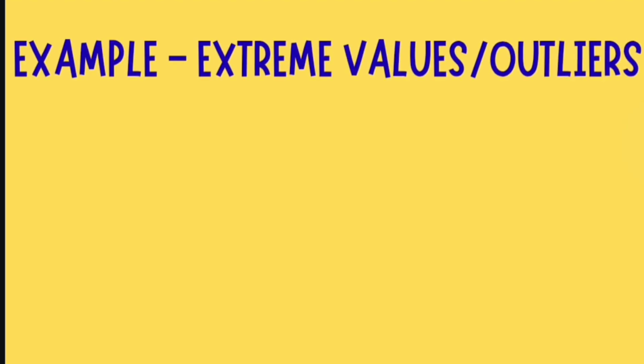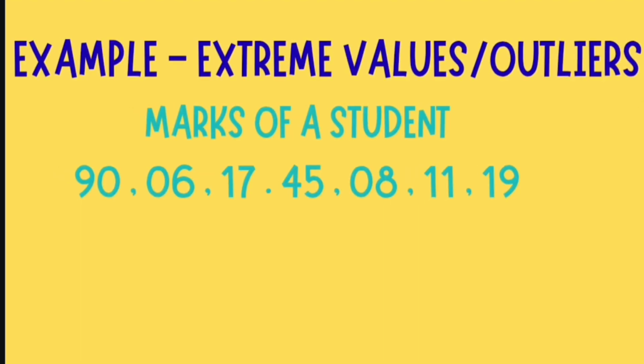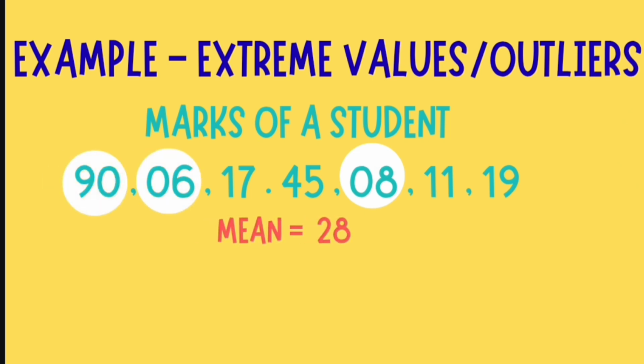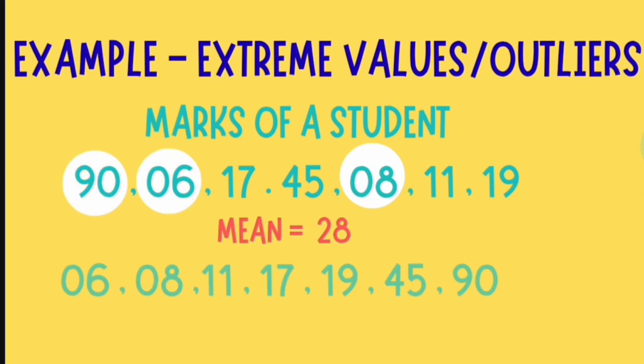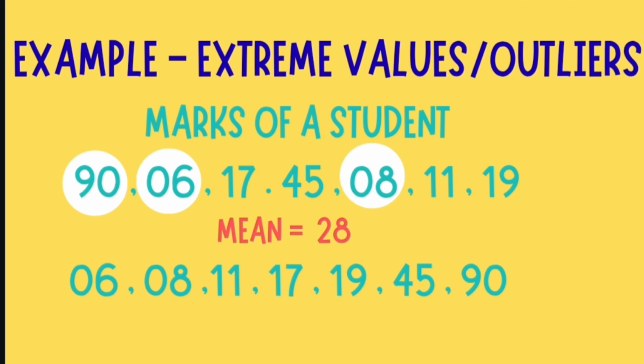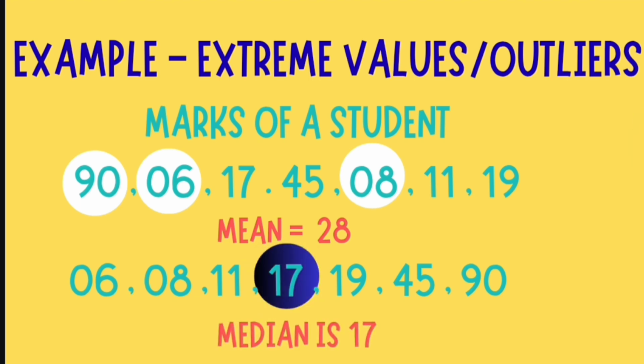Let's take the same example for the marks of that student who had extreme values. As you can see here, 6, 8 and 90. With the mean we got 28, but if you arrange this data in ascending order and calculate the median, it will be 17, which will give us a much better picture of the performance of the student.